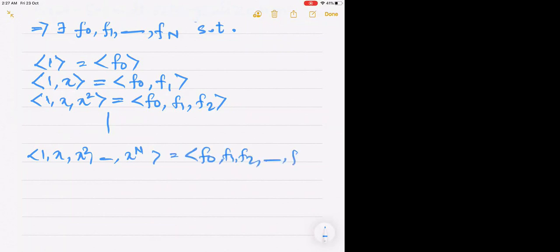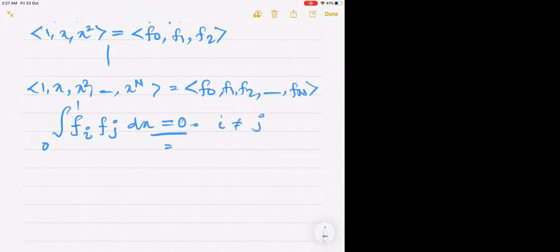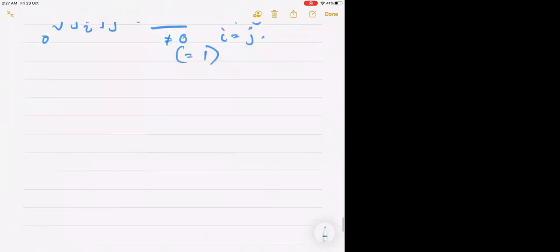And not only that, these functions f0 up to fn will be such that the integral from 0 to 1 of fi fj dx will be equal to 0 for all i not equal to j, and will be equal to some non-zero constant when i is equal to j. If you want orthonormality, then this will have to be equal to 1. Gram-Schmidt orthogonalization will tell us that. So in fact, now we have the idea of orthogonal polynomials.